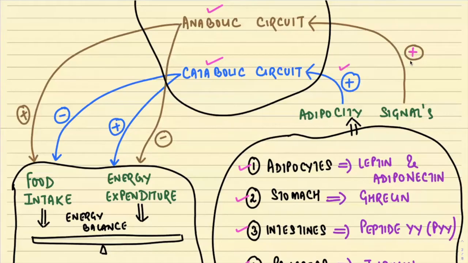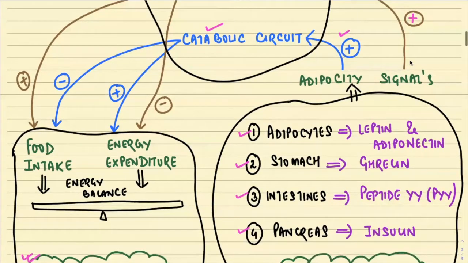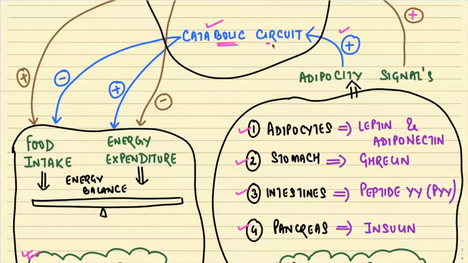Now, depending on the nature of the signal that we will receive, if for example the catabolic circuit has been stimulated, then what will the catabolic circuit do? Its basic function is energy consumption. It is going to stimulate the energy expenditure, whereas it is going to inhibit the food intake. So for example, from the afferent system, from the stomach, intestine, pancreas, adipocytes together, they release certain signals that ultimately stimulate the catabolic circuit in the hypothalamus.